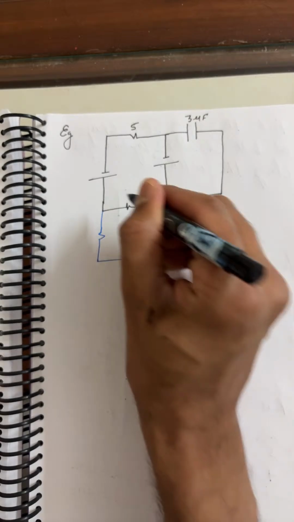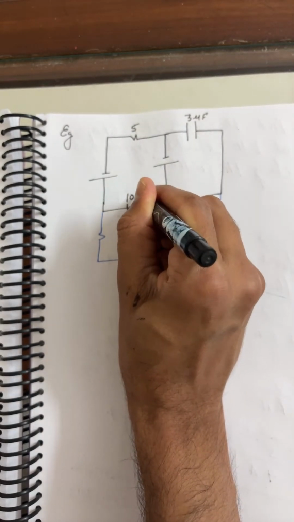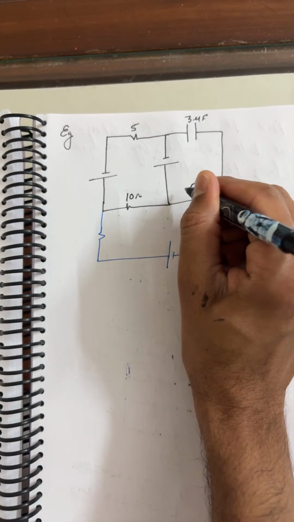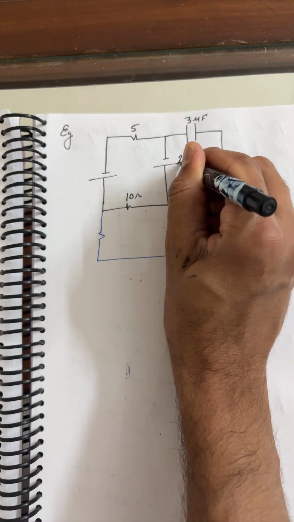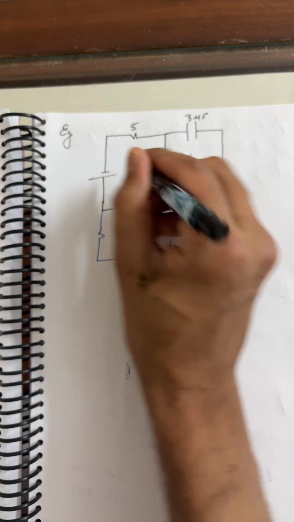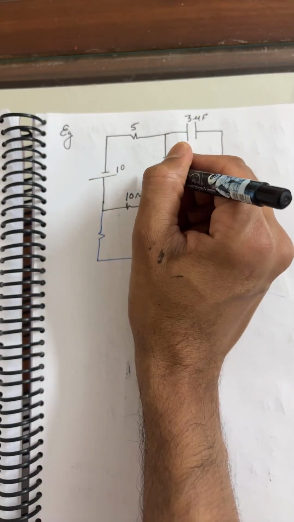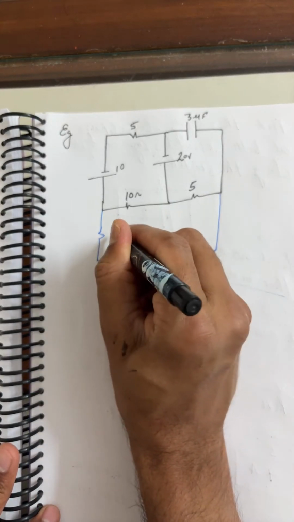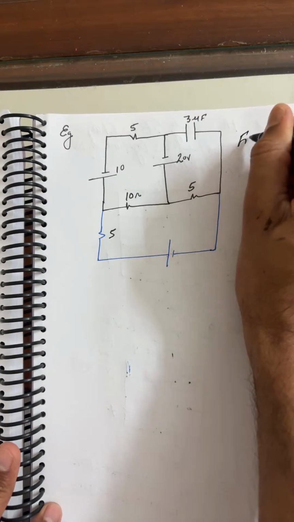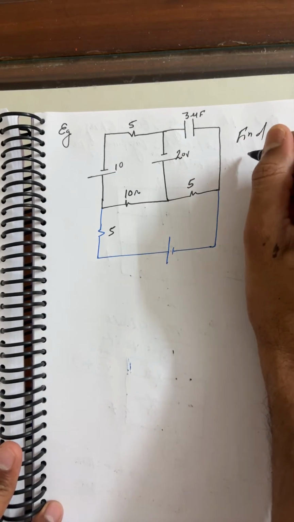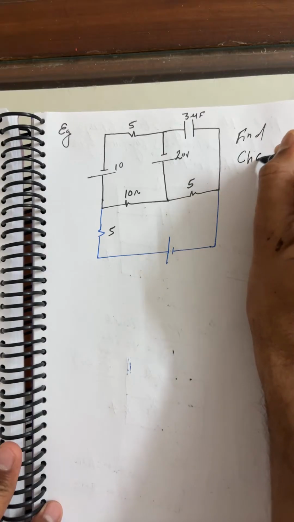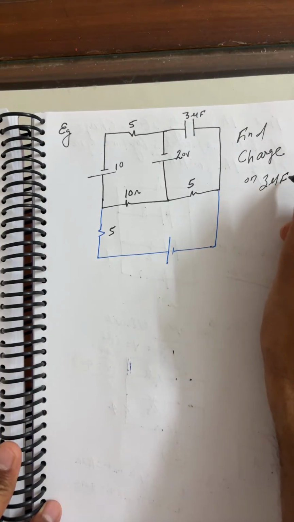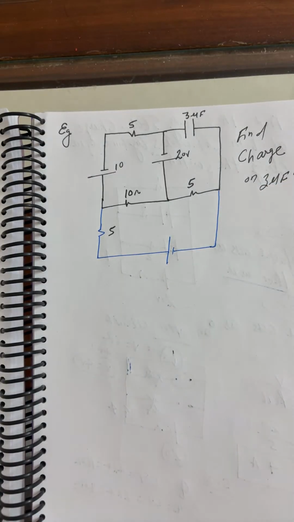Then I can take 10 ohm, this is 5 ohm. Student, I can take 10, 20. This is 10 you can take. Yes, fine. Find the charge on this, you can take 5, on the 3 microfarad capacitor.